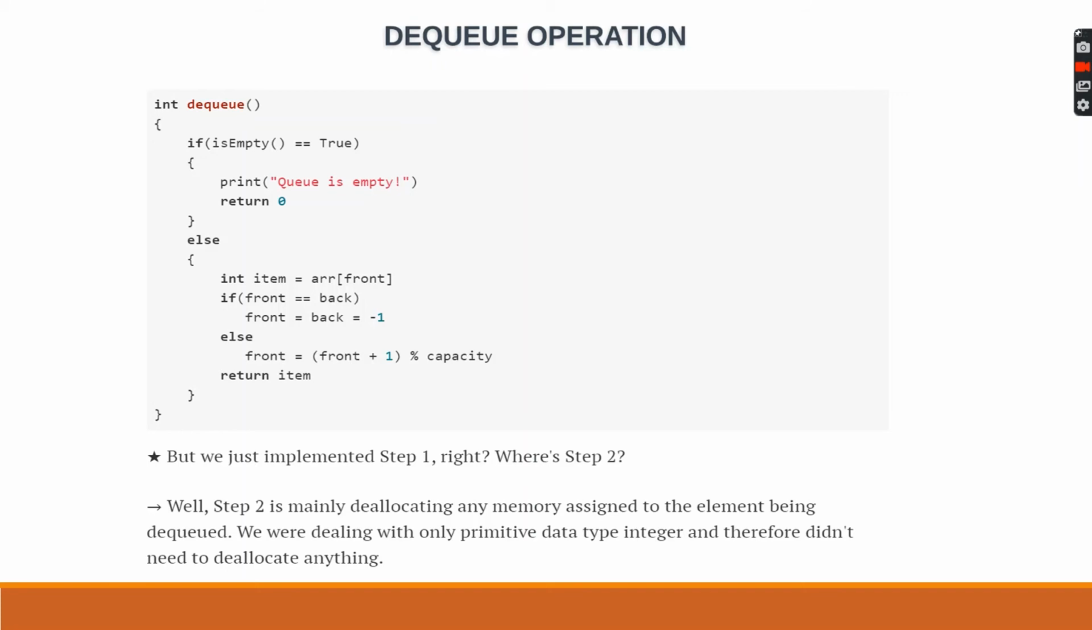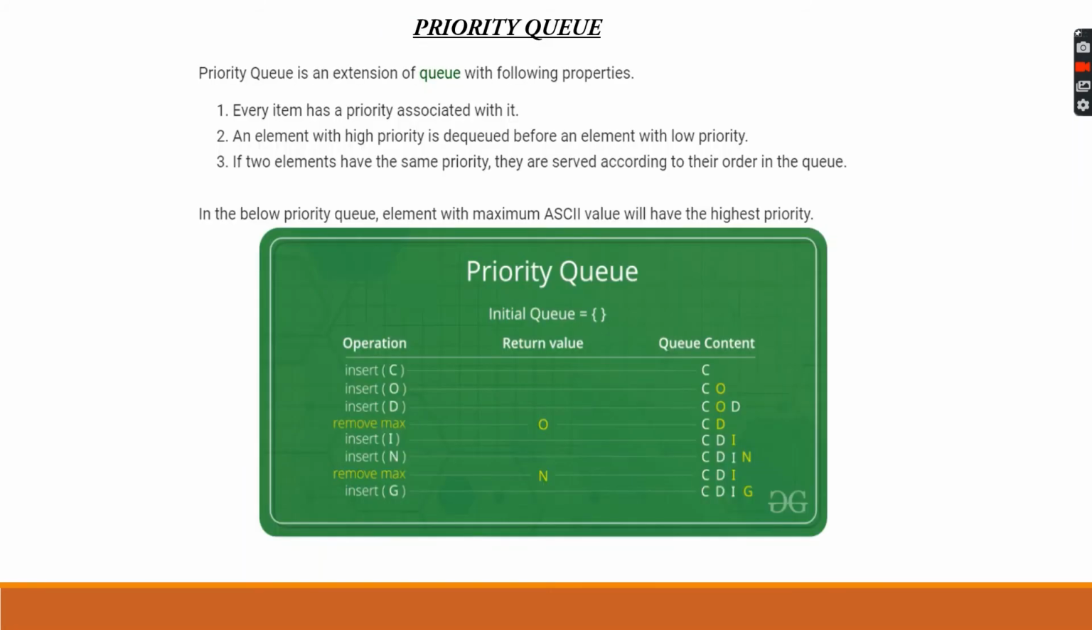But we have just implemented step 1. So what is step 2 about? Step 2 is mainly deallocating any memory assigned to the element being dequeued. So here step 2 is mainly focusing on how to deallocate memory for the already popped out element. We will be dealing with the primitive data type integer, and therefore we won't do any dynamic deallocating of the element. Now we move further to see what a priority queue is.